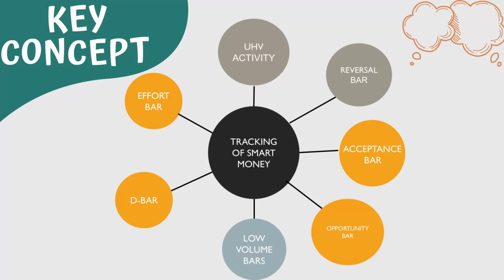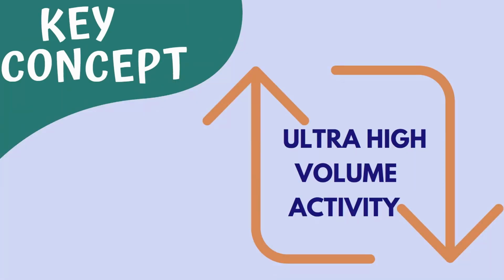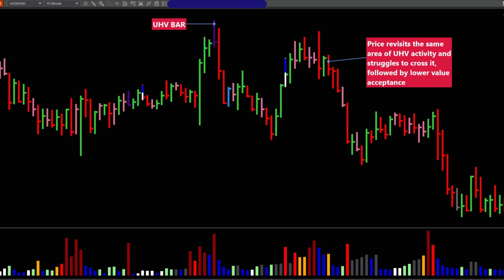Moving forward with our presentation, we have introduced a lot of concepts in this VSA plotter, but for the sake of keeping the video short and sweet, we will be discussing only four concepts: the D bar, effort bar, ultra high volume bar, and the opportunity bar. I'll just briefly run you through how these ultra high volume activities are being decoded onto the charts, and how we can actually make use of it. But to make the best use of it, I repeat again, it is essential for the users to have VSA knowledge.